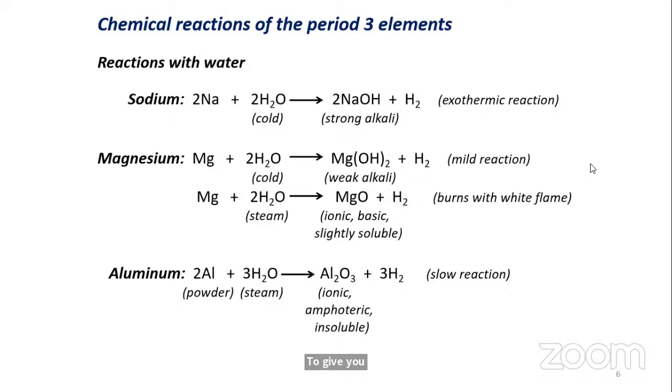But the bonding in aluminium oxide is ionic. Aluminium oxide, however, is insoluble in water. So when you have that reaction, it gives aluminium oxide, and that oxide is insoluble in water. But it reacts with acid, and it also reacts with the base.